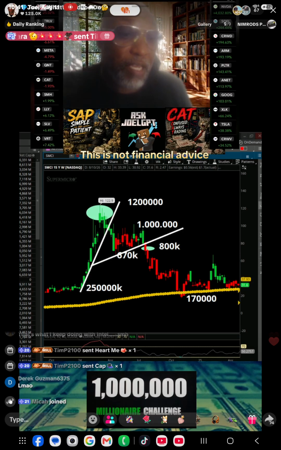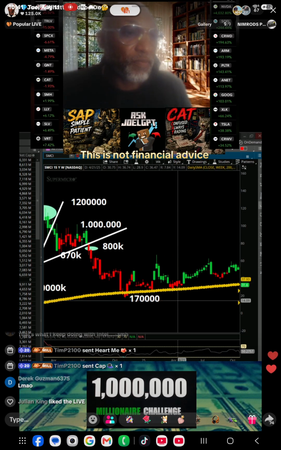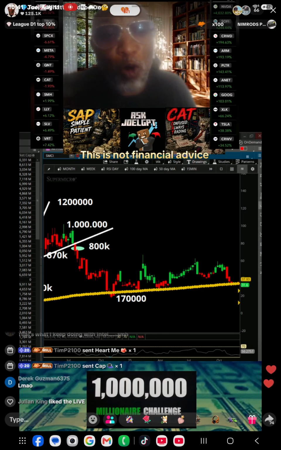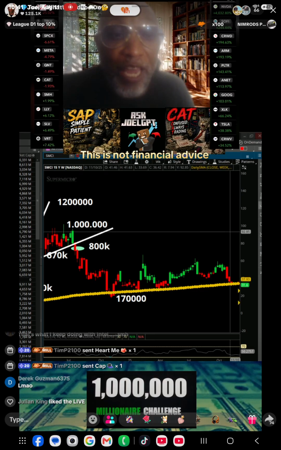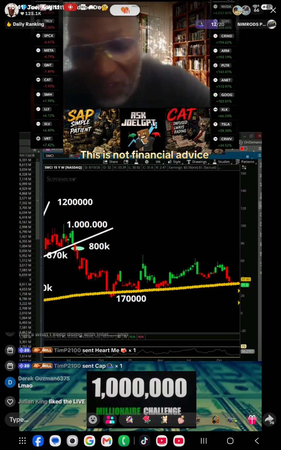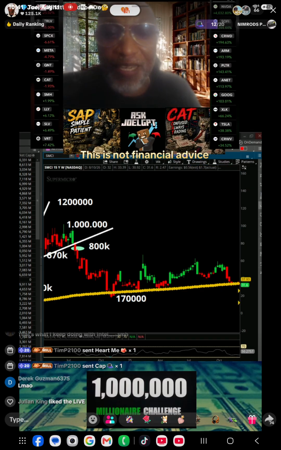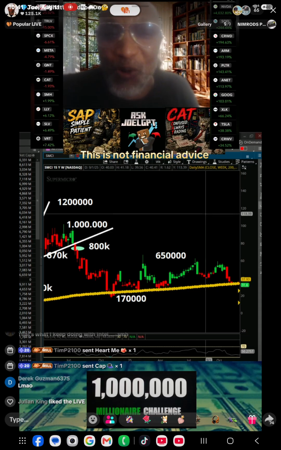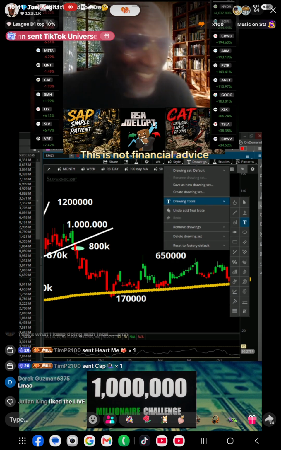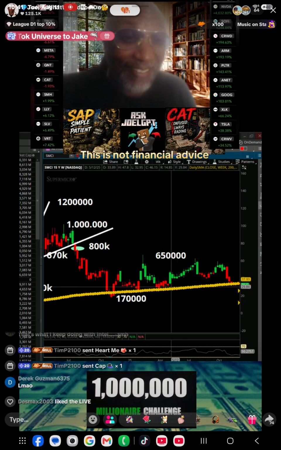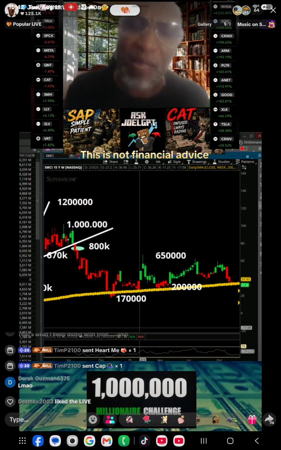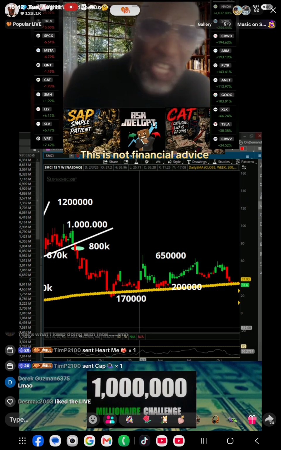So now it's sitting at... it goes from 170. Here's what's crazy, guys. It goes from 170. Look at the roller coaster. It goes from 170 to 650. You ain't taking 650. It goes back down to 200. It goes from 650 to 200. You don't even look at your portfolio anymore now. Who can stomach this? 170, 650, 200.